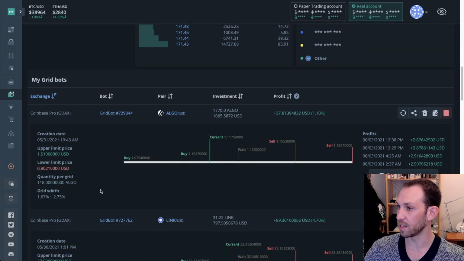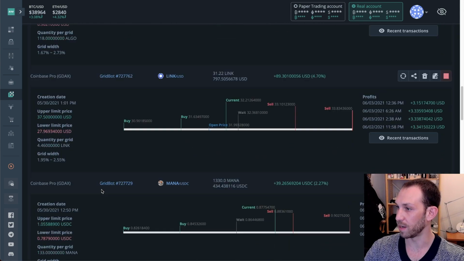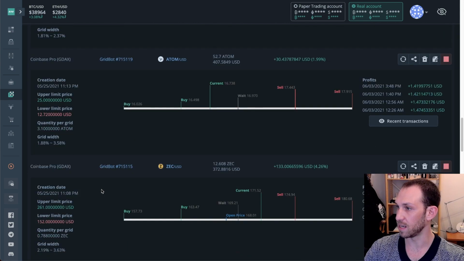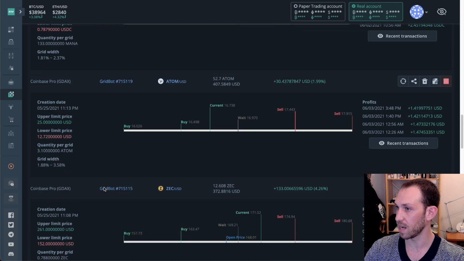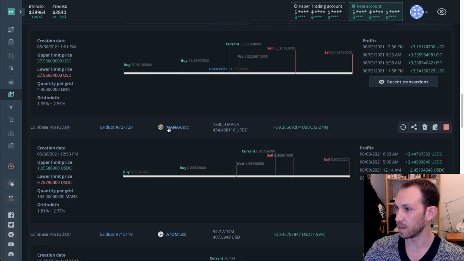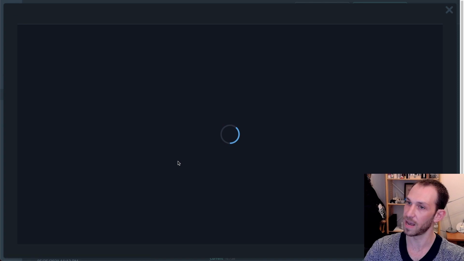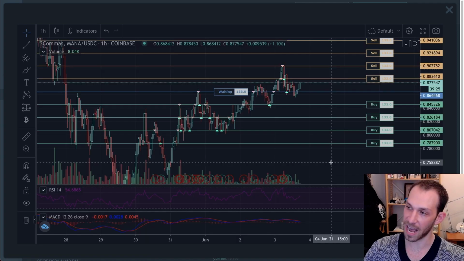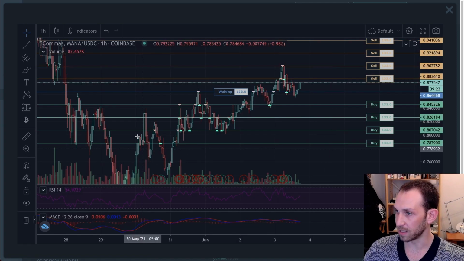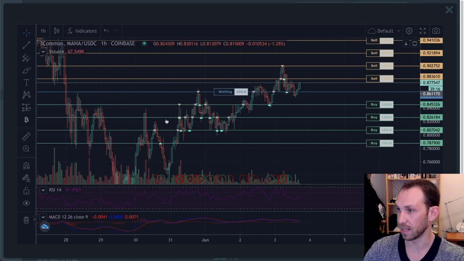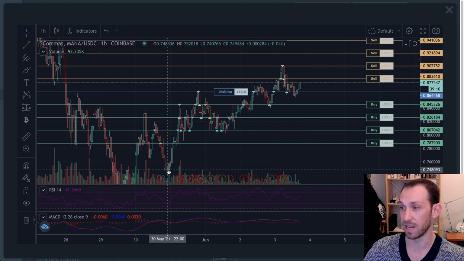And now let's take a look at some of my other running grid bots so that we can see what they look like. We took a look at the Zcash one. Let's pop open this Mana one. So this is Mana USDC. So here we see the action of this Mana bot. As you can see, I started it somewhere around here. I passed this first line, which at the time was a waiting line. Sold, dropped back down, bought, went below my lower limit. If I had caught this, I could have lowered my lower limit.